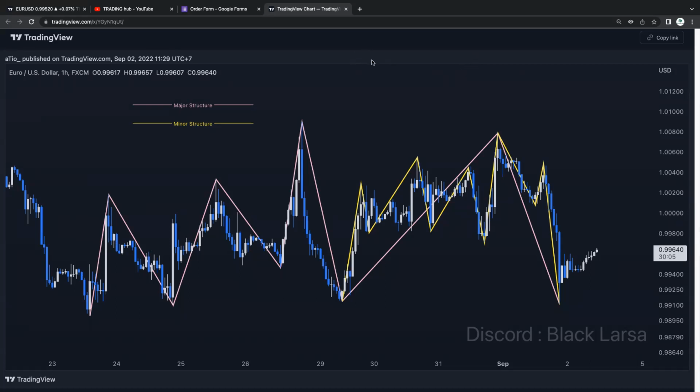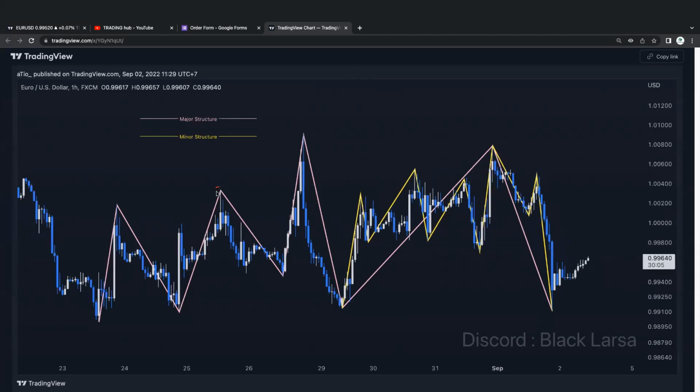Now let's change the color. This is our major structure, but on the 15-minute it looks very clear. If you look at the same structure on the 15-minute, you can see it more clearly. But on the 1 hour, it is not as clear, because on the 1 hour it just swept the liquidity. So this is not a pause, correct?